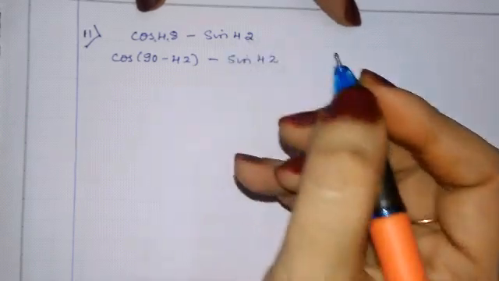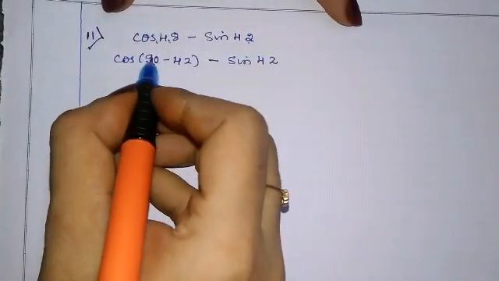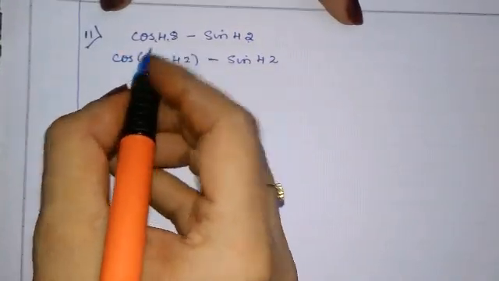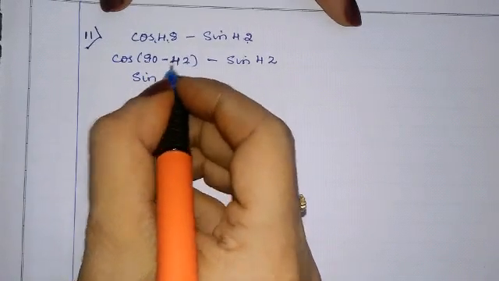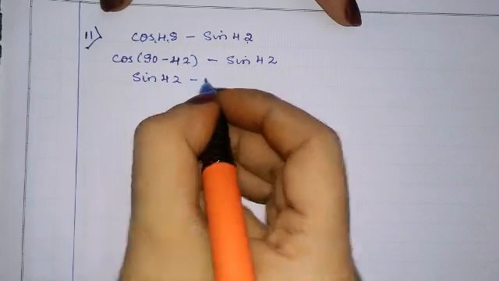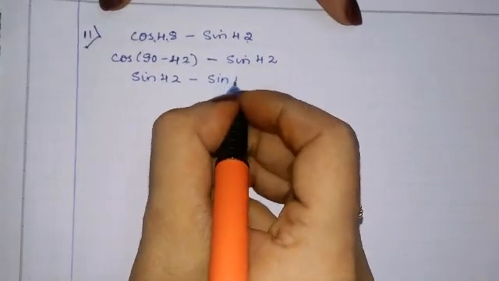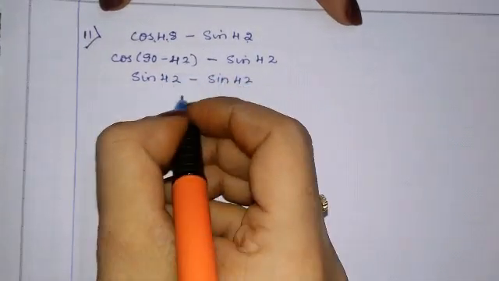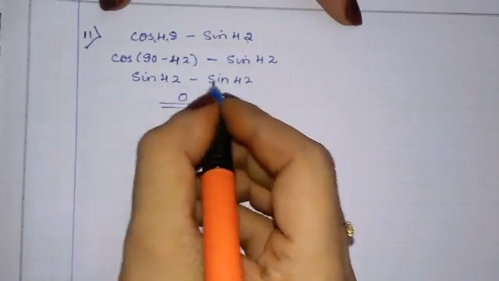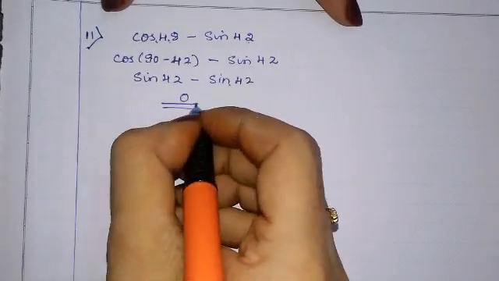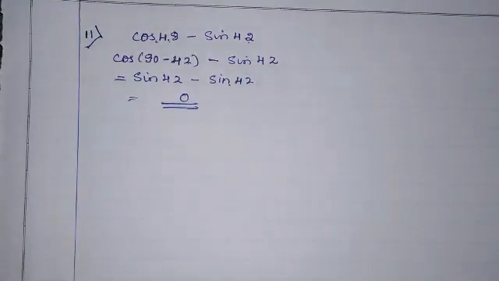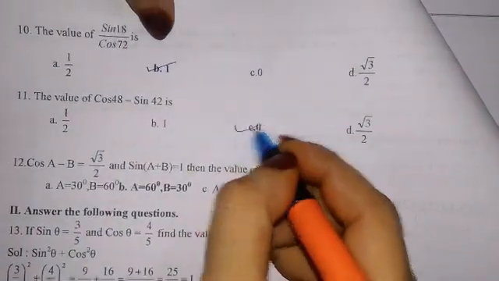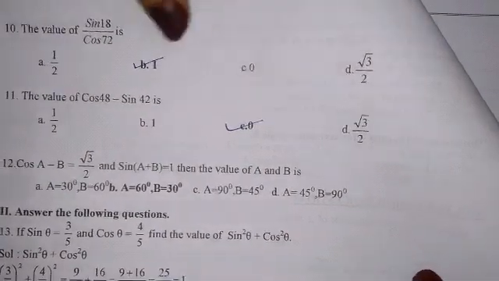Any one number you have to change. Okay. So cos of 90 minus 42, based on the formula, is sin 42. So sin 42 minus sin 42. If the same number is subtracted, the answer is 0. Sin 42 minus sin 42 is 0. So the correct option is 0.